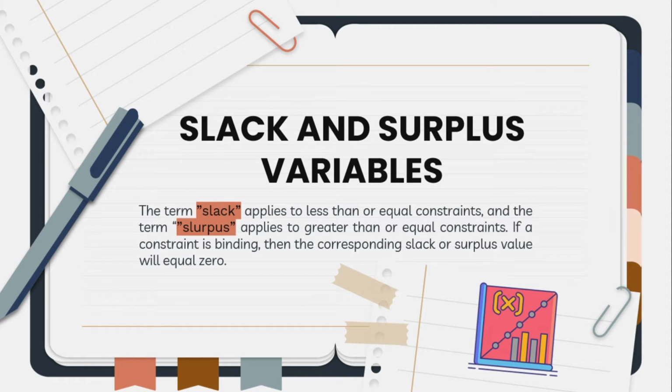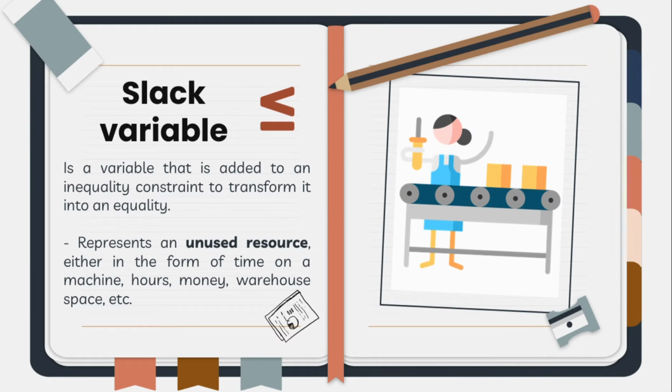Slack variable and surplus variable. The term slack applies to less-than-or-equal constraints, and the term surplus applies to greater-than-or-equal constraints. If a constraint is binding, then the corresponding slack or surplus value will equal 0. In an optimization problem, a slack variable is a variable that is added to the inequality constraint to transform it into an equality. A slack variable represents unused resources, either in the form of time on a machine, hours, money, warehouse space, etc. Since these variables don't yield any profit, they are added to the objective function with 0 coefficients.